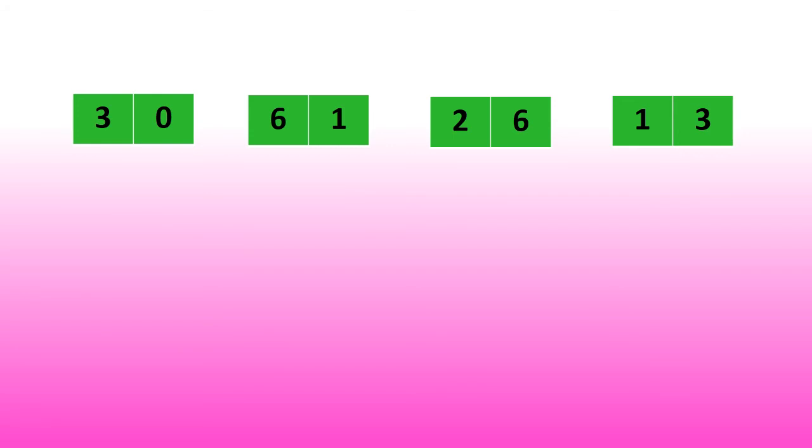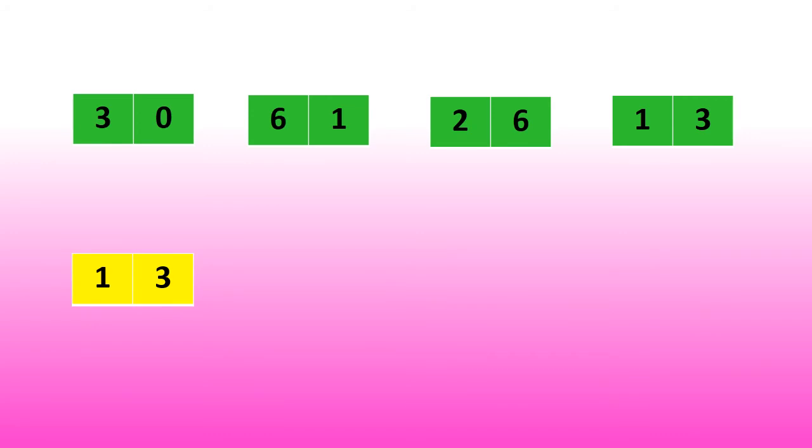So let's see. We know that the number 30 has 3 tens, the number 61 has 6 tens, the number 26 has 2 tens, and the number 13 has 1 ten. Hence, the smallest number here is the number 13 with 1 ten.